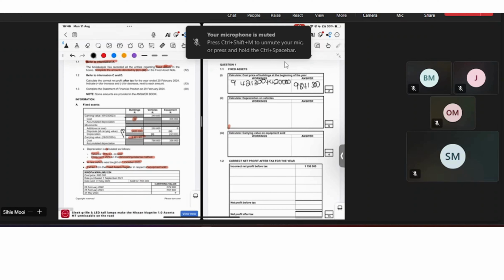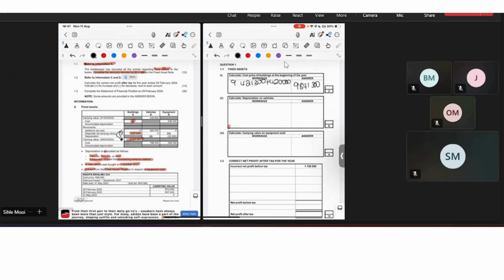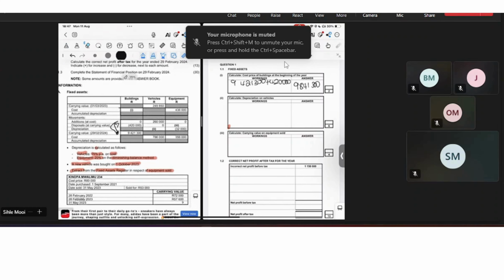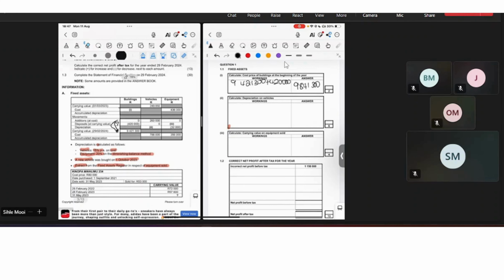So what we're doing here is calculating the cost price at the beginning of the year. That means we're using the carrying value at the end and we're going backwards. As you can see, the 420,000 here was a minus. So if we're going backwards, we need to add it to our carrying value to get our opening balance at the beginning of the year.